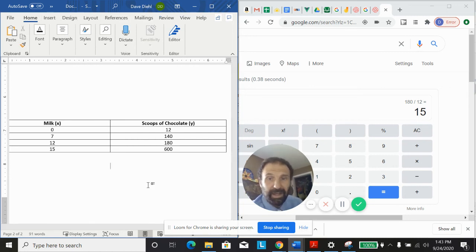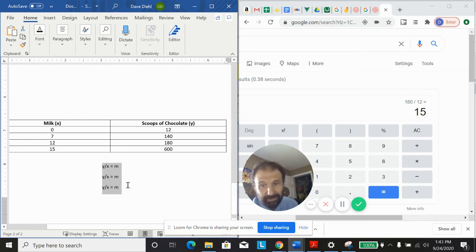So, in short, how do you find whether or not a table is proportional using a Google calculator? You take the y value divided by the x value of the first one. Then you do the next y value divided by the x value. You do the next y value divided by the x value. And if they all equal the same number, whatever that number is, as long as they all equal the same number, then you have a proportional function. If they don't all equal the same number, then it's not a proportional function.